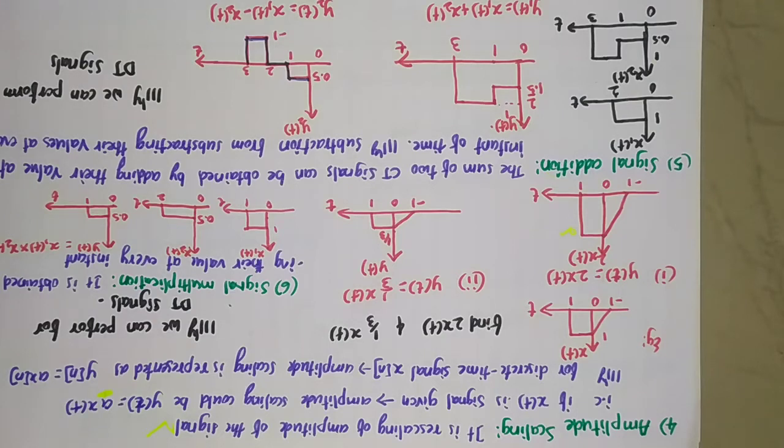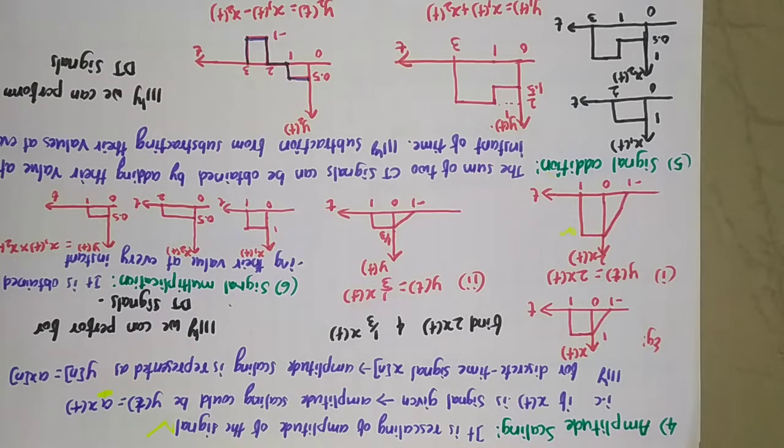Okay, in continuation to the basic operations on signals, next we have amplitude scaling, that is the fourth basic operation on signals. Amplitude scaling is nothing but rescaling of the amplitude of the signal. Whatever operations we saw till now are time related, that is time shifting, time reversal and time scaling. Now hereafter, the operations that we see are related to change in the amplitude. So amplitude scaling is rescaling of the amplitude of the signal.